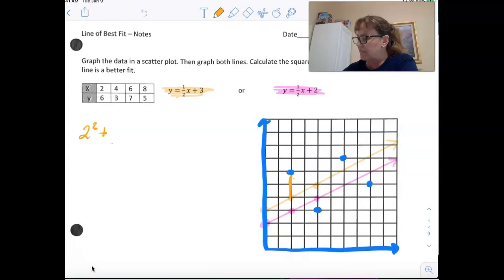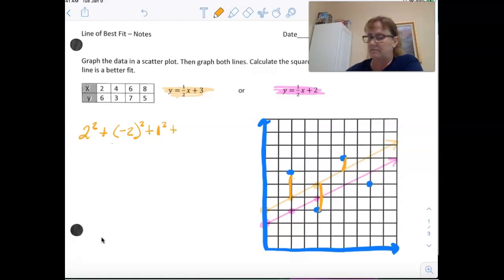Now, to get from the line to the data point, I had to go down. So therefore, this is a negative distance. So this would be a negative, and it went 2 spaces, and then we have to square it. Well, now let's look at this point over here. To get from the line to the data point, I went up. So this is a positive. It's a positive 1 that we have to square.